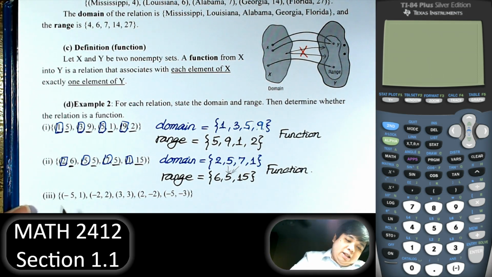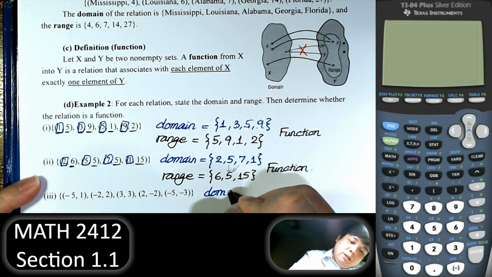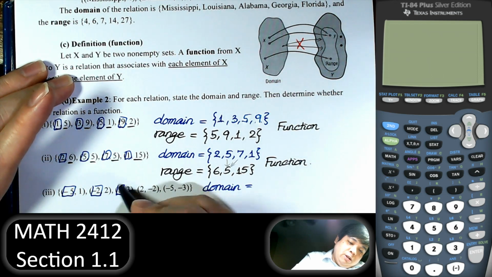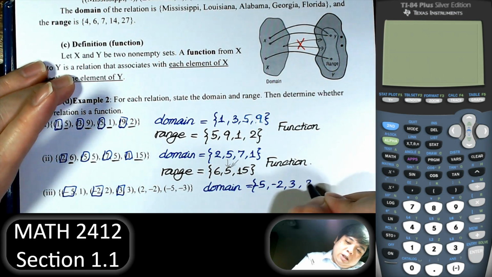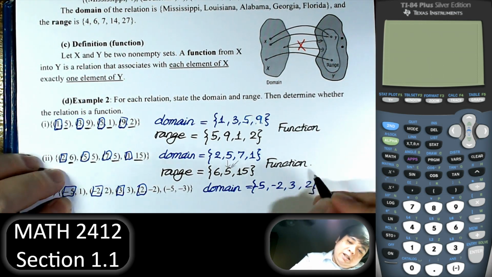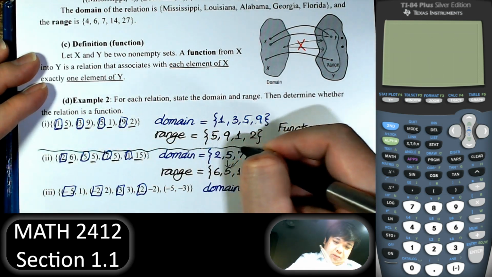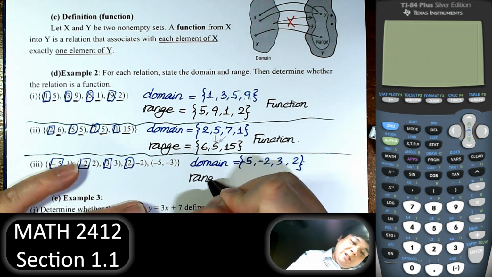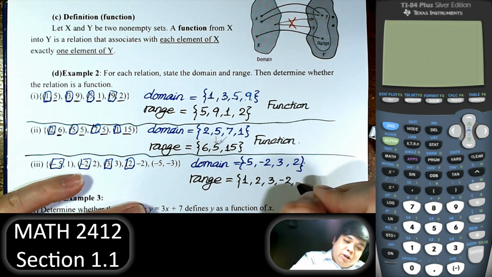Right. Next. The domain, the first components: -5, -2, 3, 2, and -5, which we already have, so we're not going to write it again. Then the range: 1, 2, 3, -2, and -3.